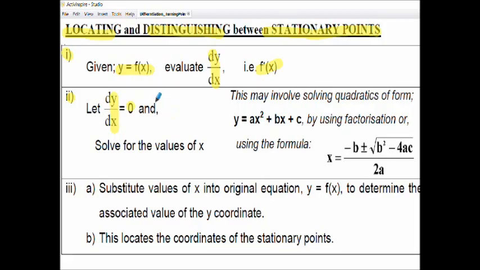Now at this stage, sometimes a quadratic equation can occur. So sometimes you may need to use factorisation or the formula to solve at this stage. In other questions, it may be a direct solution. Step 3, once we've found the values of x from step 2, we simply put them back into the original equation, y as a function of x, and we will find the y coordinates. So this then defines the actual location of the turning point in the x and in the y.